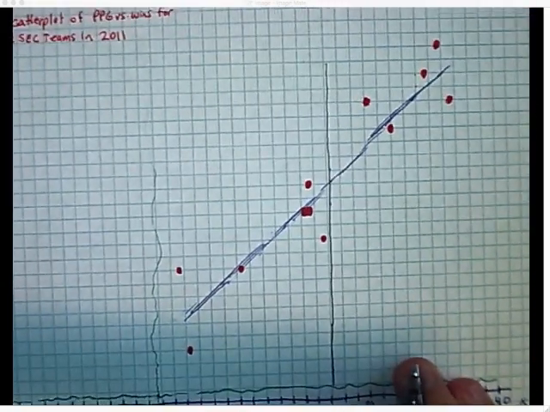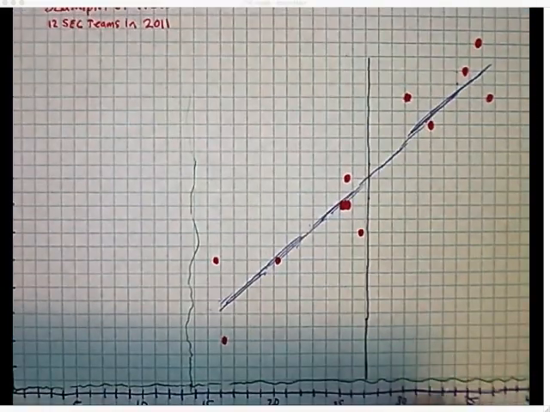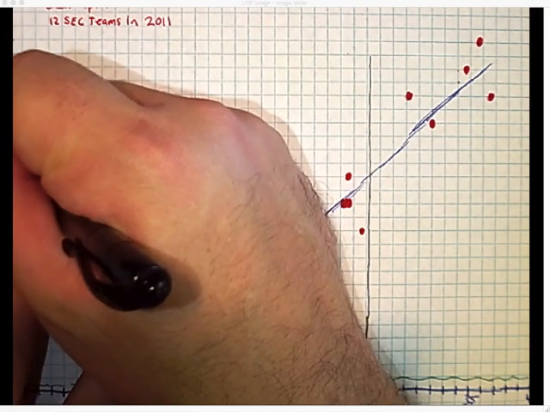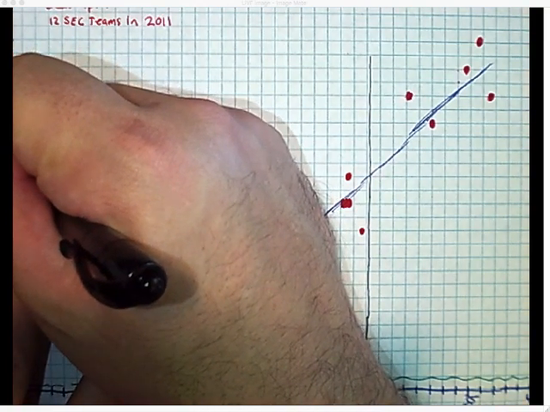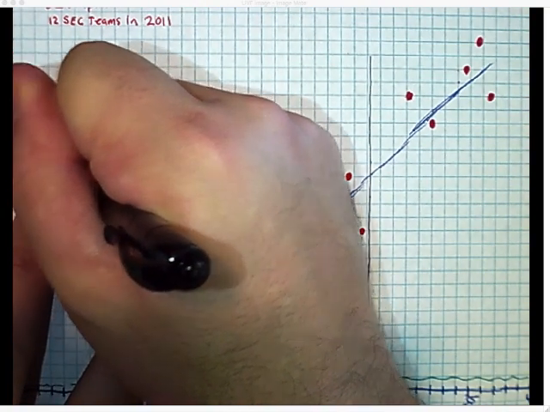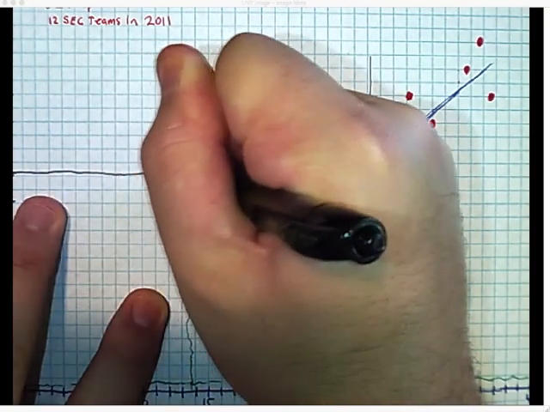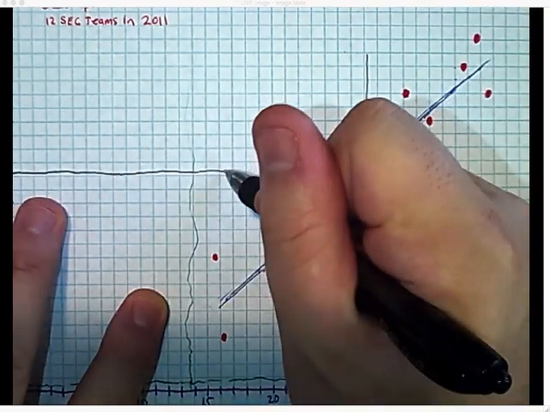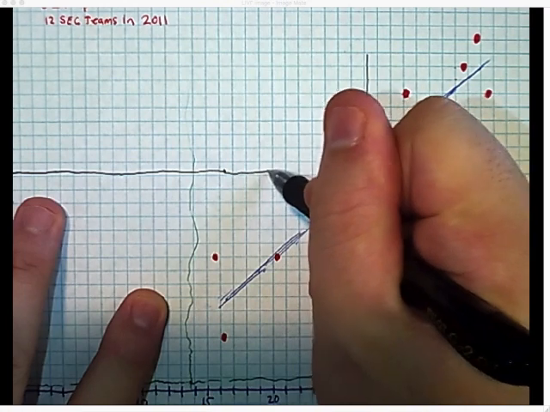What was the average number of wins? The average number of wins was 8.08. So if I draw in 8.08, that might be about right there. I know I'm not great at drawing straight lines.